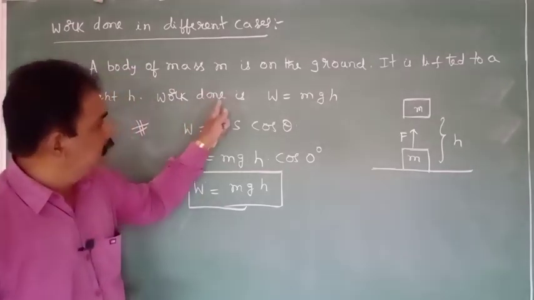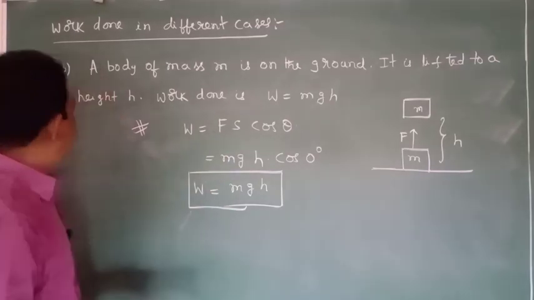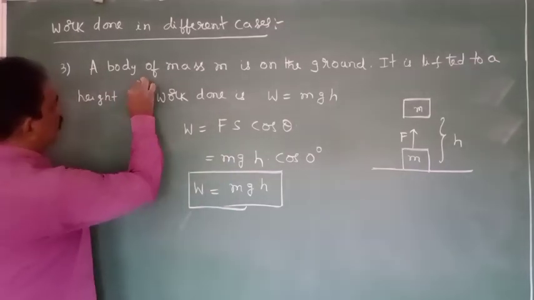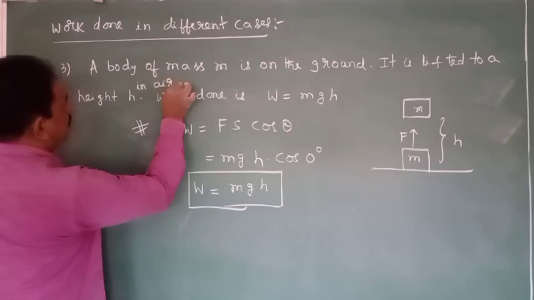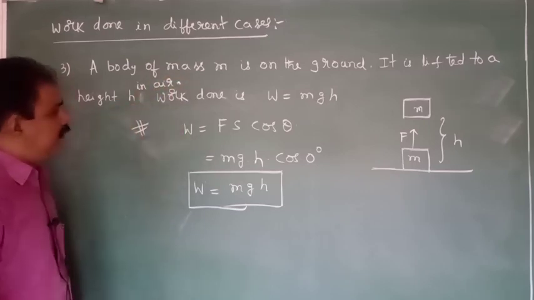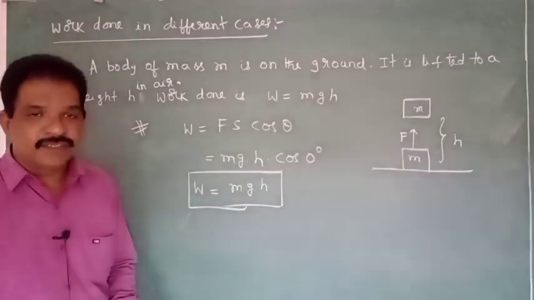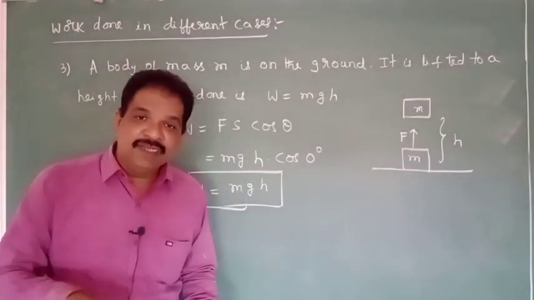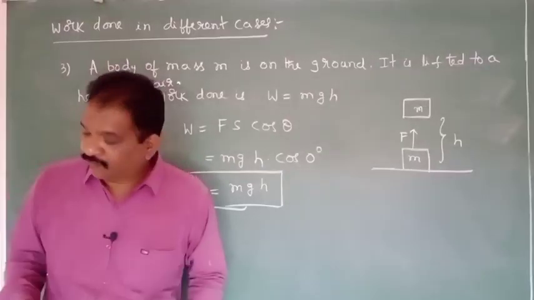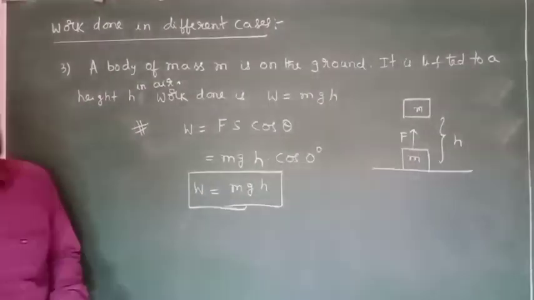This is in air, remember. Height h in air. In other liquids, there will be another formula. W = mgh is for air. If the body is lifted in a liquid, what formula do we have to use? We will discuss that one also.